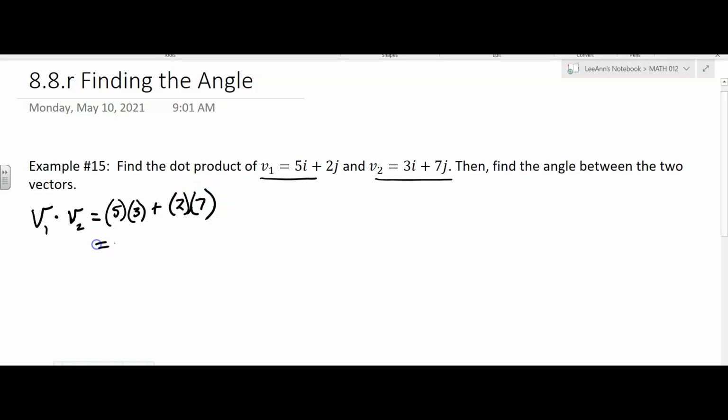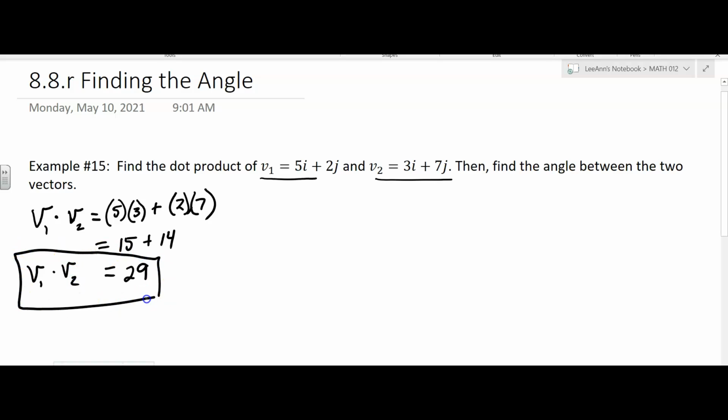So what do I get? 15 plus 14, 29. That's the dot product. There, keep that in mind. Okay, so we need that, all right, to find the angle between the two vectors.